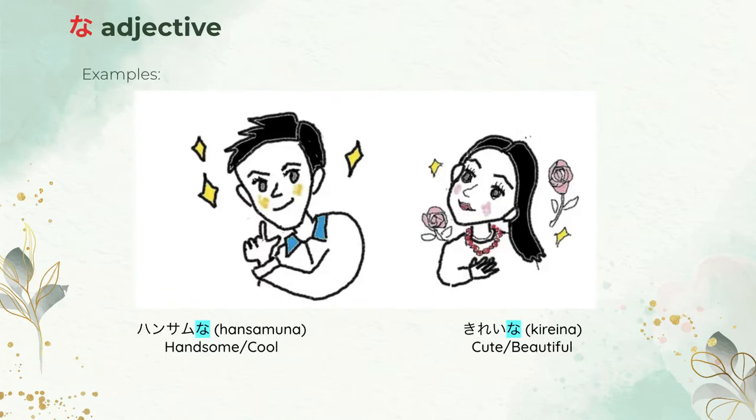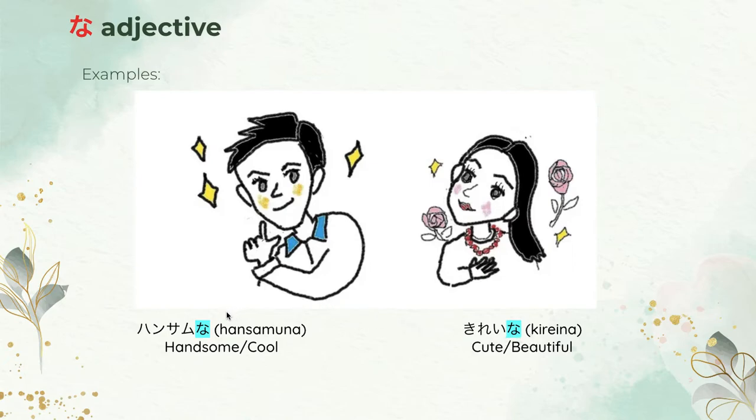After we learned about i adjectives, now we're going to talk about na adjectives. So let's look into the image. This guy is considered handsome, and this woman is considered cute or beautiful. Handsome or cool in Japanese is ハンサムな. Cute or beautiful in Japanese is きれいな.